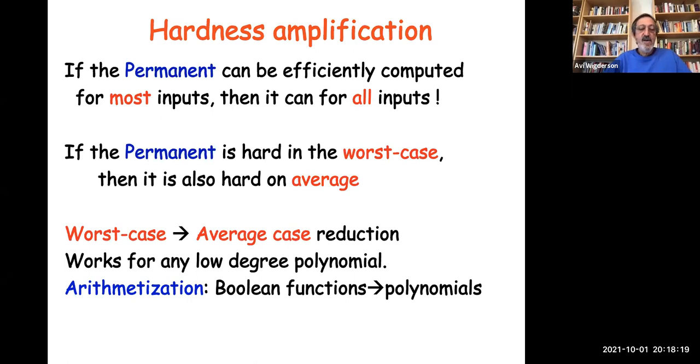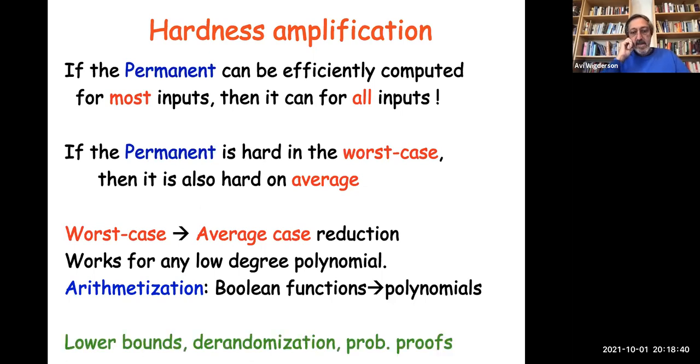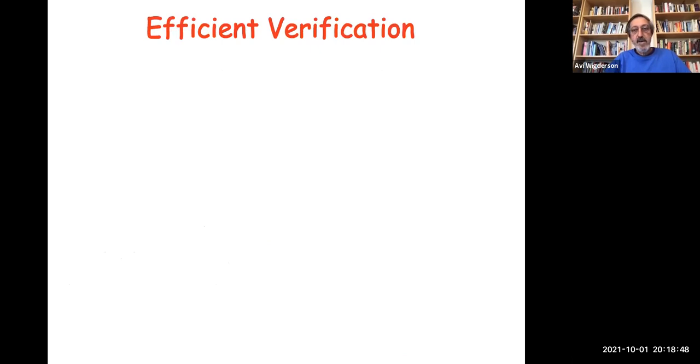Because of this, what people started doing automatically since then is that every Boolean function, you extend it into a function over a field. This is arithmetization. You get polynomials, and with these polynomials, you can do wonderful things like worst case to average case reduction. This plays a major role, and I'll mention some in lower bounds, derandomization, and probabilistic proofs, which moves me to the next topic, which is efficient verification, so proof systems.